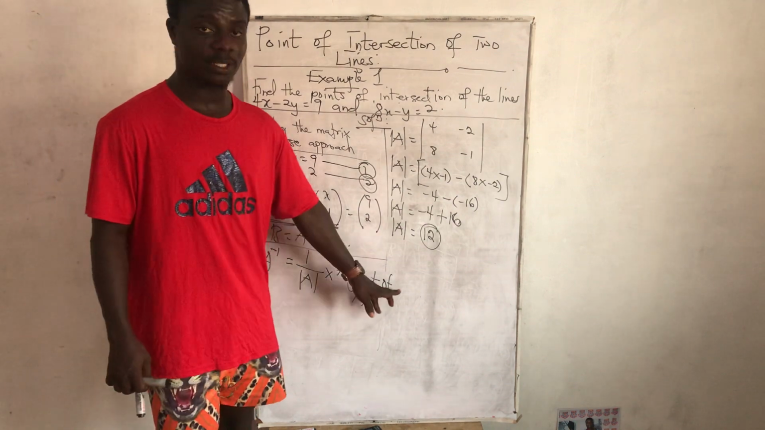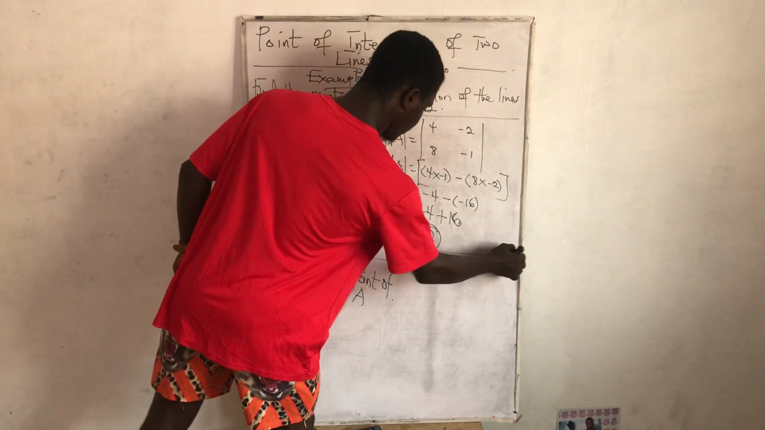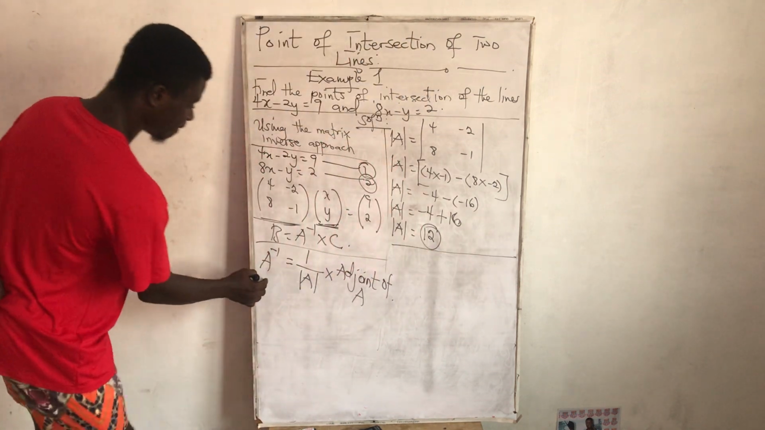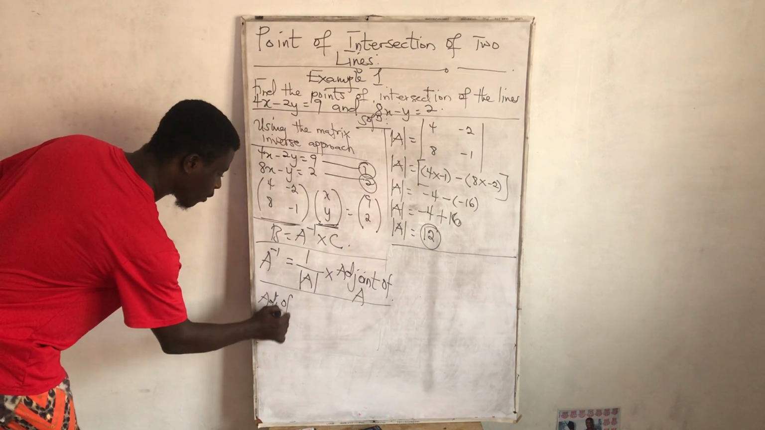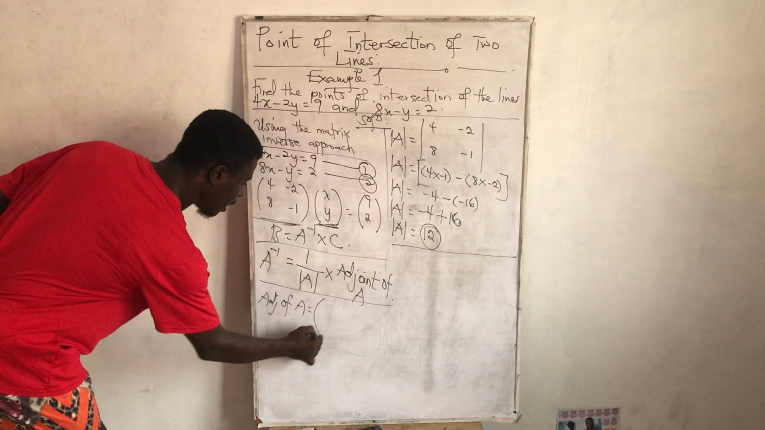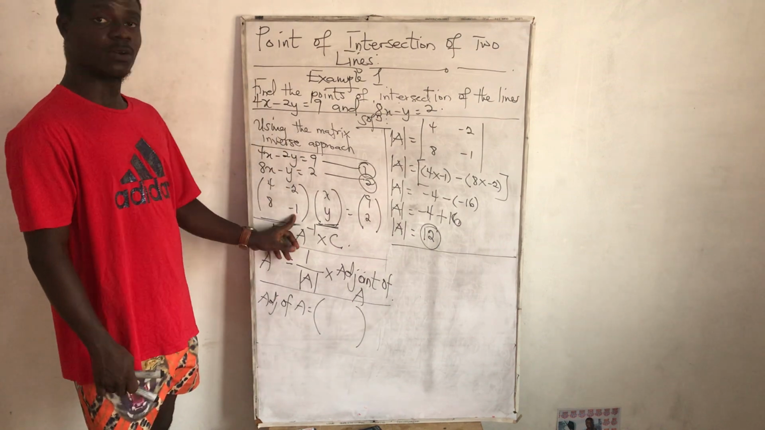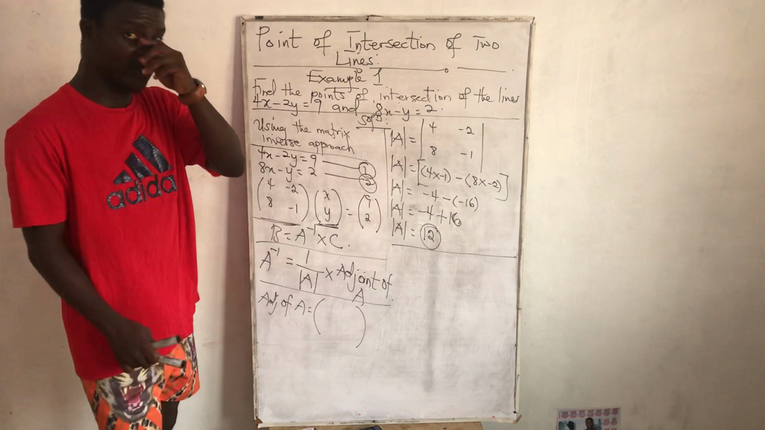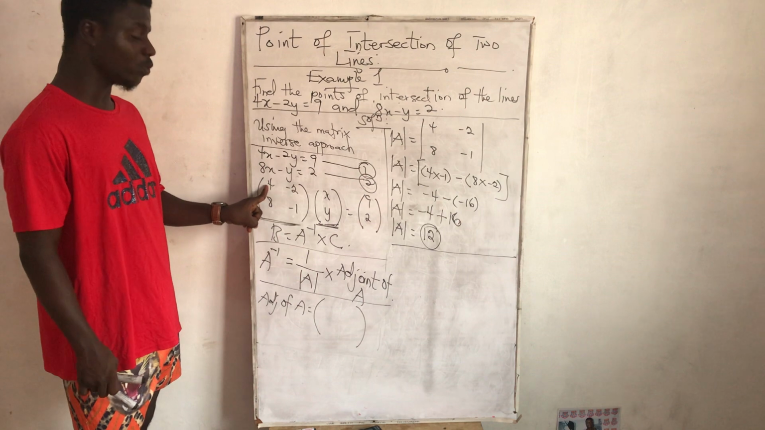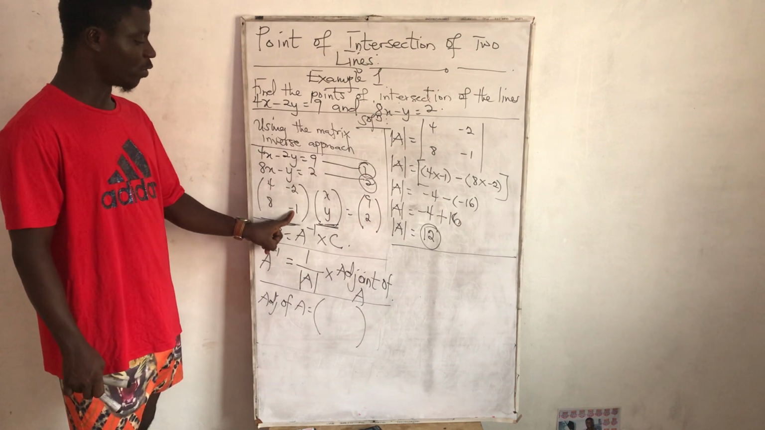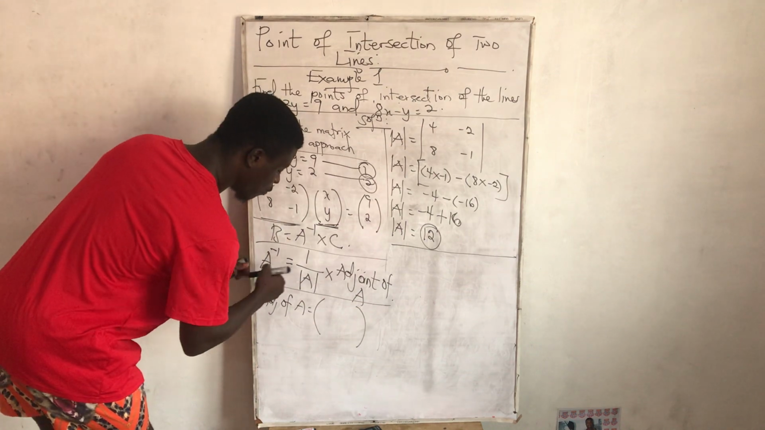Now, how do we find the adjoint of A? If you want to find the adjoint, the ADJ of A, this is our first diagonal, right? So our first diagonal, we interchange that. So in place of 4, we substitute negative 1. Then in place of negative 1, we substitute 4.